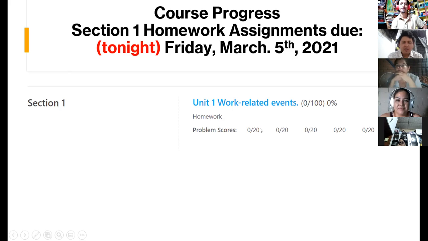So, but at least, por lo menos, at least this week, you should do unit one work-related events. Y lo que yo les pedí de favor era, complete la unidad 1, 5 activities. You see, 5 activities that give you 20%. Las 5 actividades of unit 1, le da el 20%. It gives you the 20%.